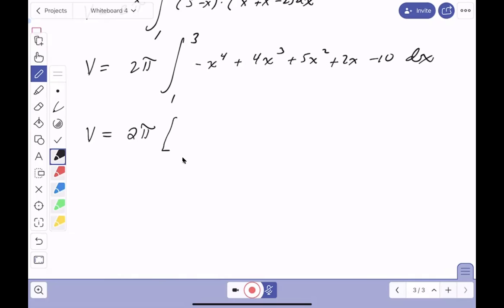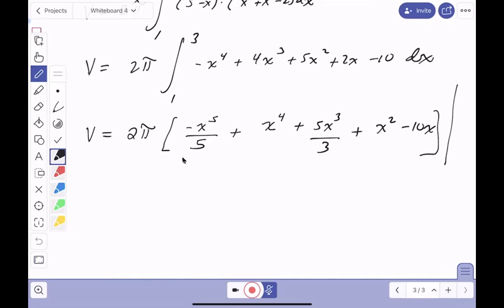And what do you get over here? Minus x to the fifth over 5 plus 4x to the fourth. Well, that would just be over 4, which would be just x to the fourth. This would be 5x cubed over 3 plus x squared minus 10x. Well, that's pretty nasty, isn't it? Limit integration 1 to 3.